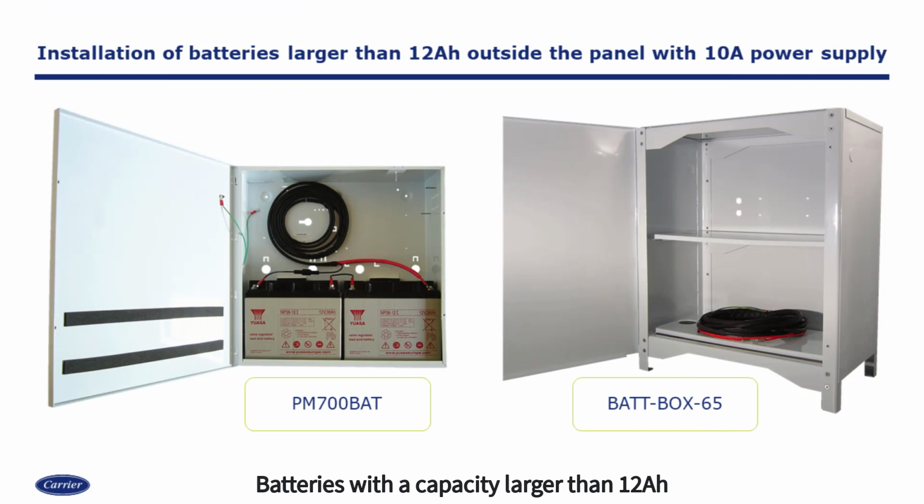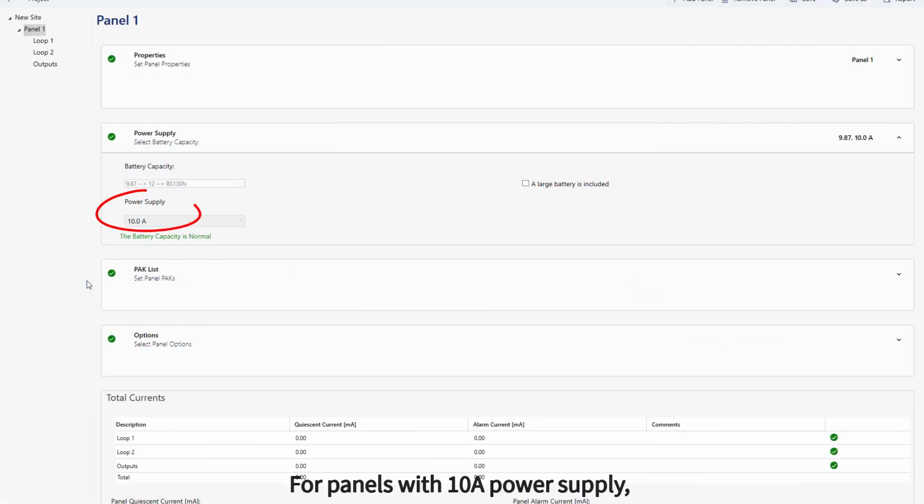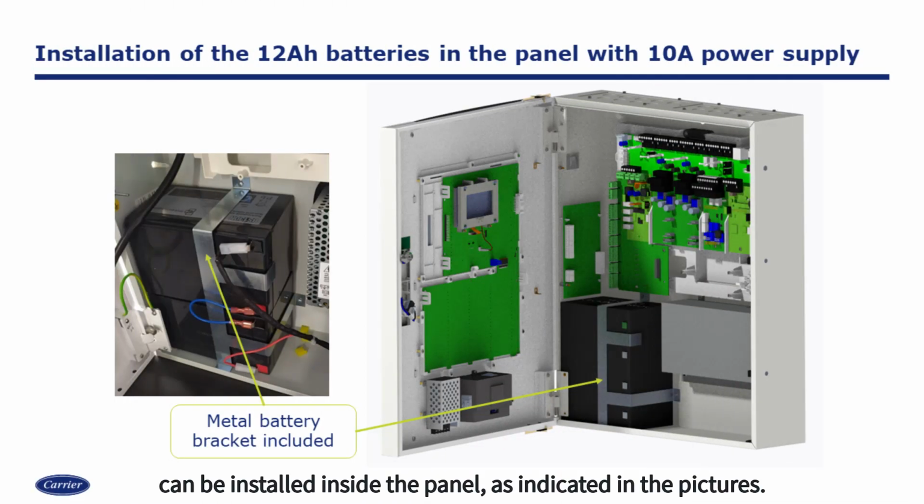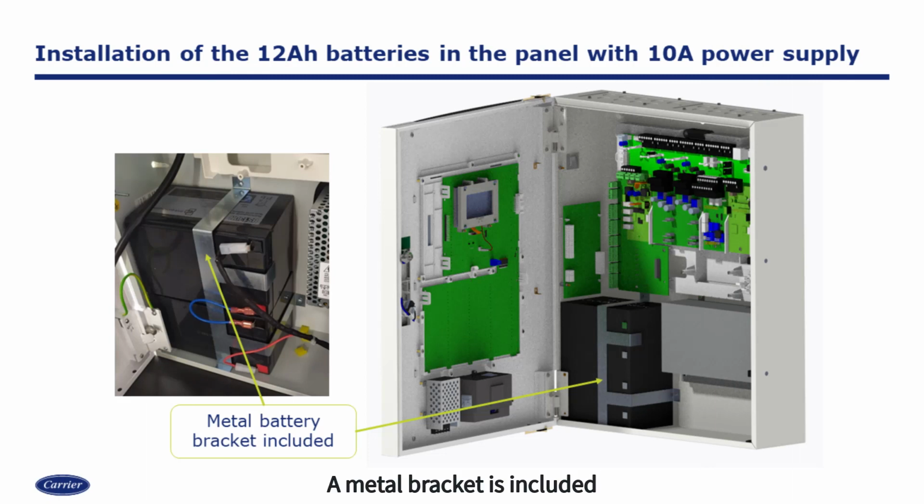Batteries with a capacity larger than 12 ampere hours should be installed outside the panel, in one of the external battery boxes, as indicated in the pictures. For panels with 10 amps power supply, due to the size of the power supply, batteries with a maximum capacity of 12 ampere hours can be installed inside the panel, as indicated in the pictures. A metal bracket is included for mounting the 12 ampere hours batteries inside the cabinet.